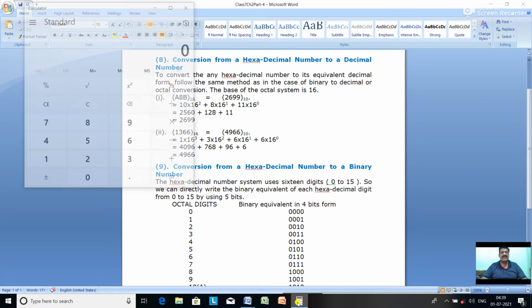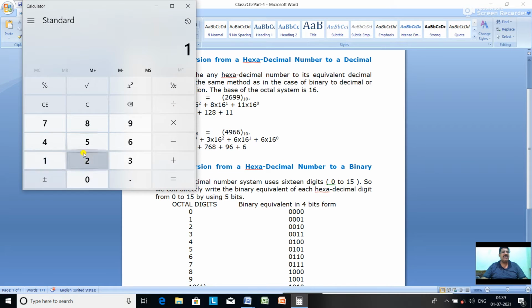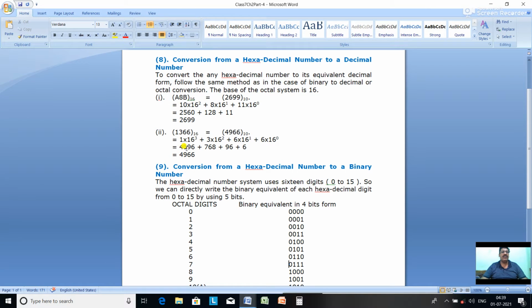Now let us see what comes. 16 into 16 again multiplied by 16. What comes? 4096. Let's see here, 4096. Now plus 3 into 16 square. The 16 square means 16 into 16, 256.